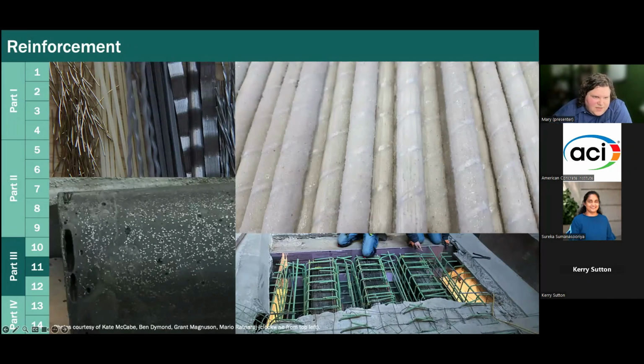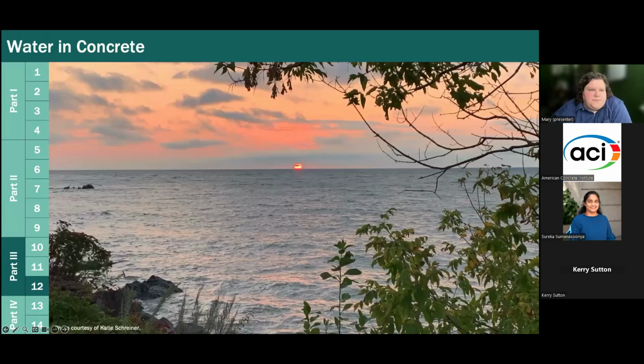You can see the cut cross section of the fibers. You can see kind of a nice dispersion there. This is glass FRP. And then this is some epoxy coated rebar. So we tried to go through all that we could think of.